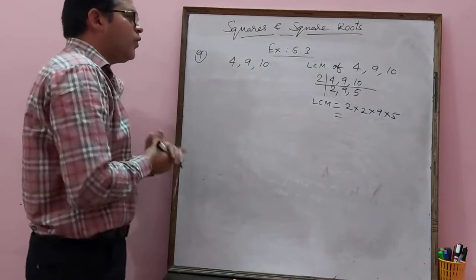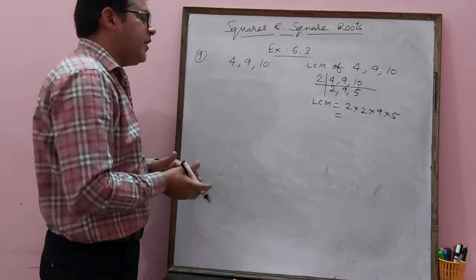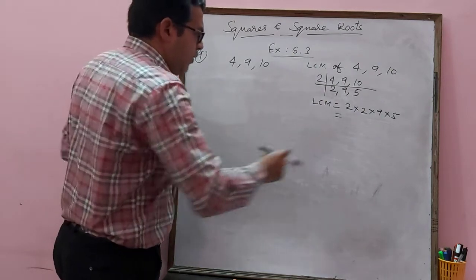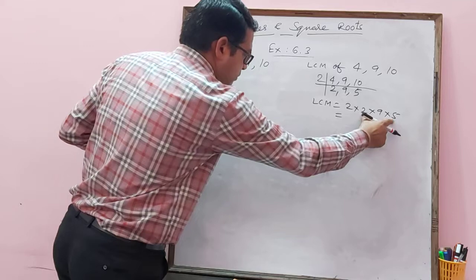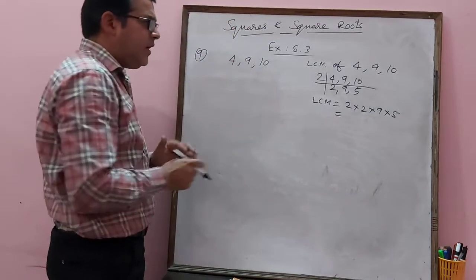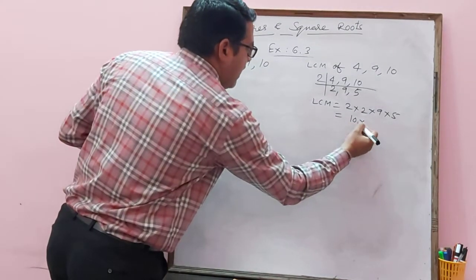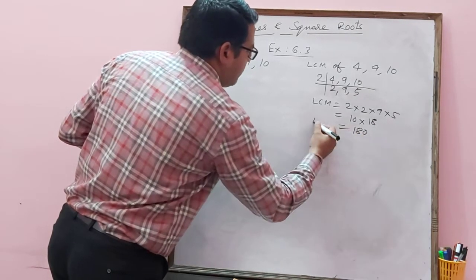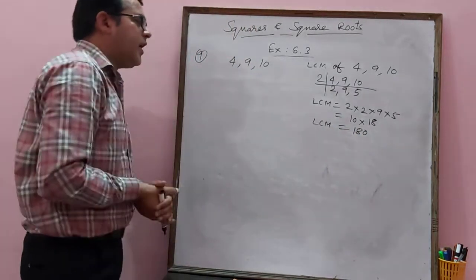Right? So, 5 2s are 10 and 18. So, this 5 and 2 in multiplication make 10. We can write 10 here, and 9 and 2 make 18 here. So, 180 we have. LCM is 180.